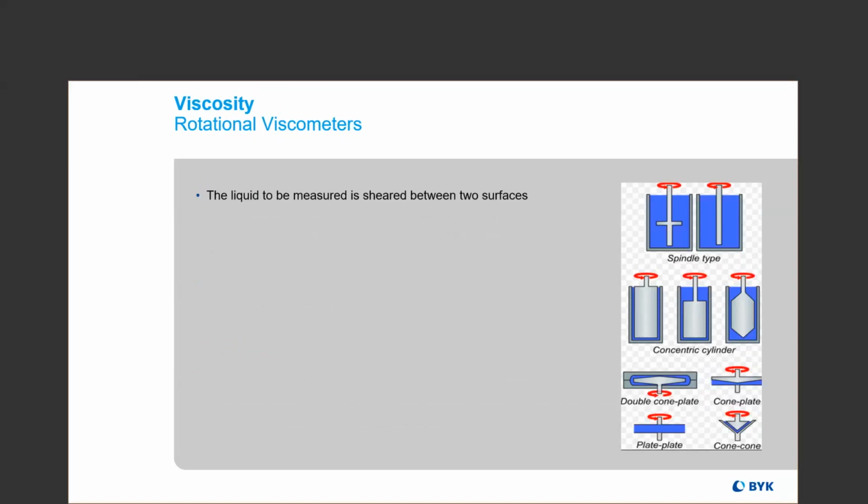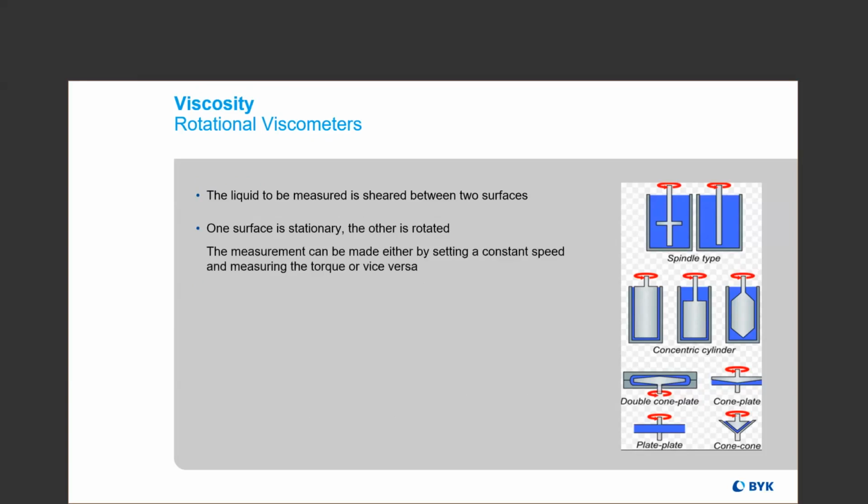So for rotational viscometers, the liquid to be measured is sheared between 2 surfaces. Again, that's the spindle and the container of the liquid. One surface is stationary, the other is rotated. Spindle is rotated, the container is stationary. And the measurement can be made either by setting a constant speed and measuring the torque applied on the spindle, or vice versa.